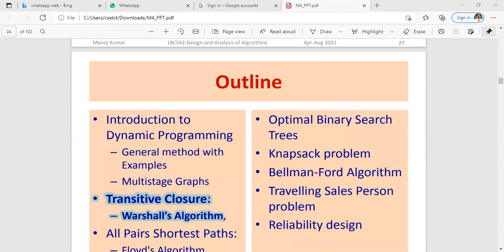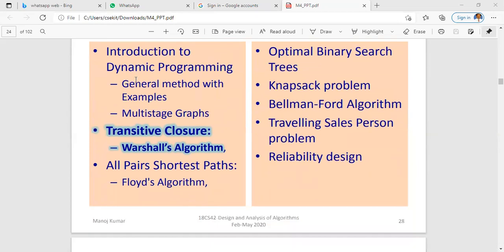So it's transitive closure. In yesterday's class, we have seen general methods with example and multi-stage graphs. In today's class, we will be seeing transitive closure. So transitive means it is similar to the transitive property. You have come across the word transitive law, right? A is to B, B is to C, then you tell it as A is to C. So A to B, B to C, then there is a path from A to C. That is the transitive property.